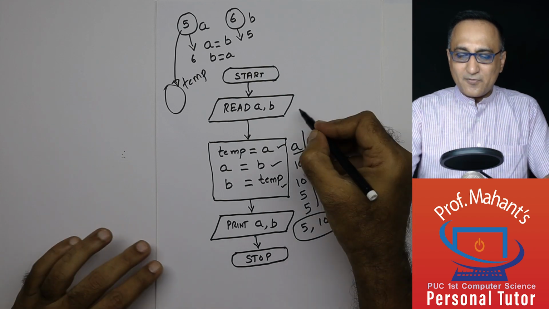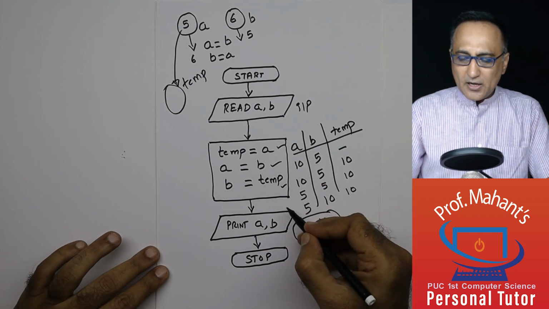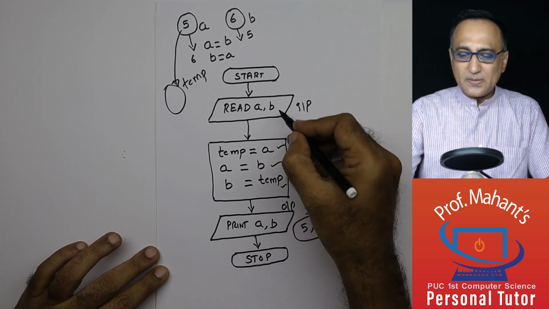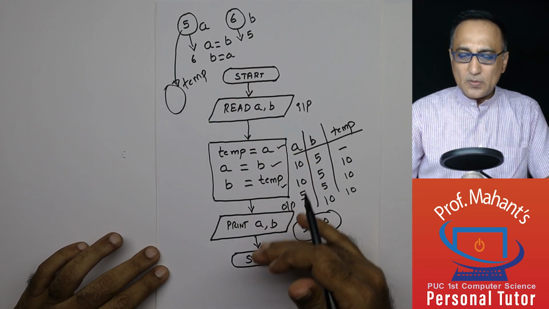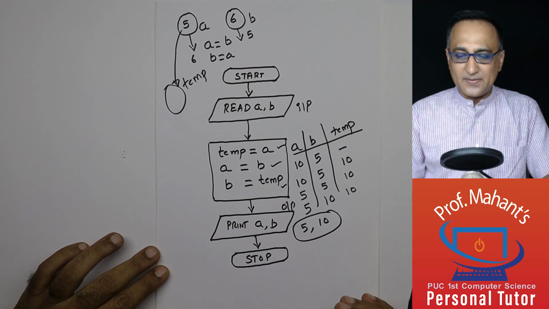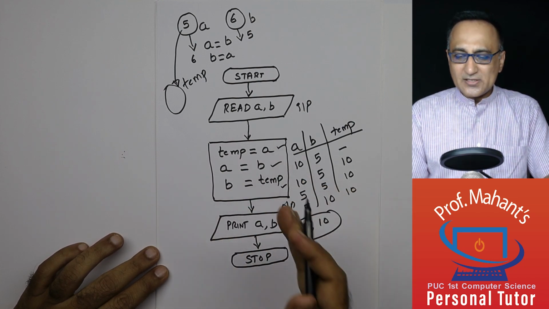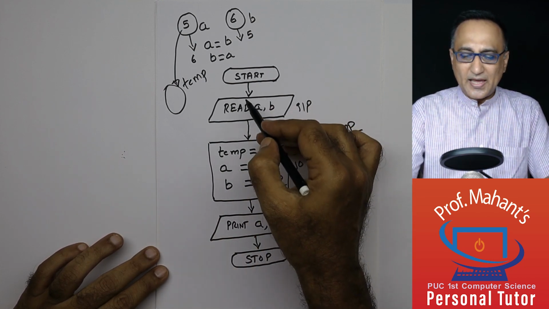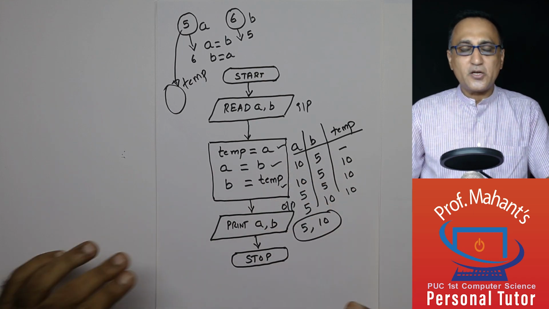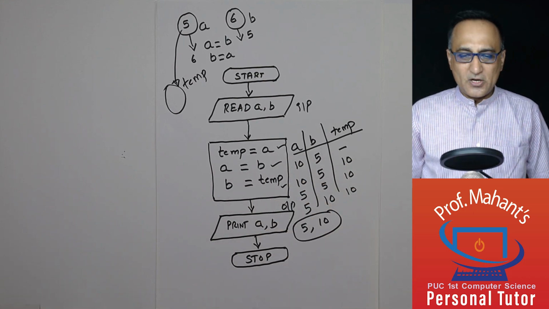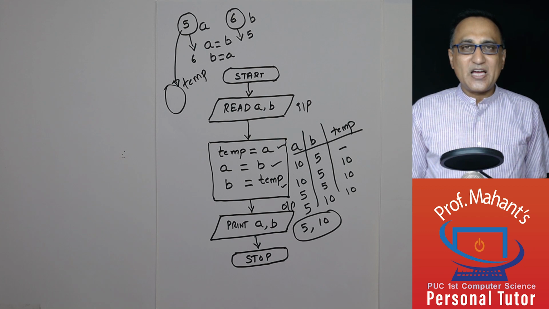Now again, for input and output here, I am using the parallelogram. For start and stop, I am using the rectangle with semicircle. For calculations, I am using the rectangle. So as long as you stick with the symbol and the arrow showing the flow of the logic, you should be good enough. So I hope this explains how you can exchange the values of two memory locations using a simple flowchart.